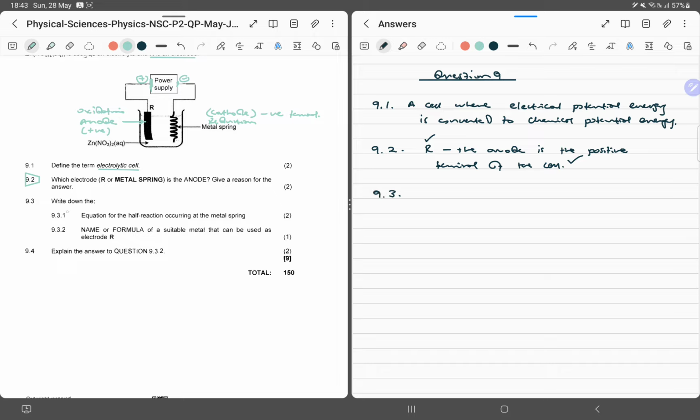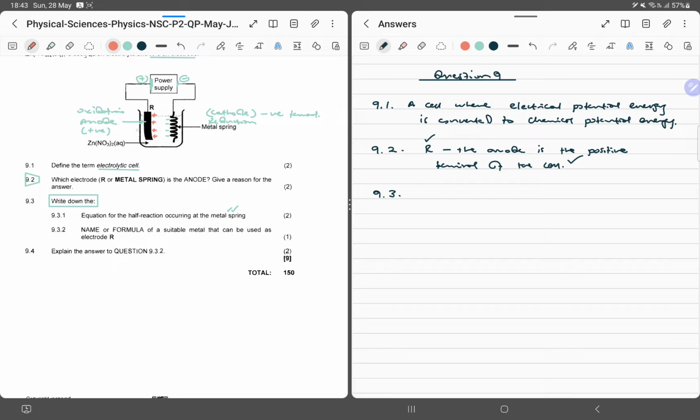9.3 says now write down, so easy stuff. These questions are usually easy. The equation for the half reaction occurring at the metal spring. Obviously, this one will make this one negatively charged. This one will become positively charged.